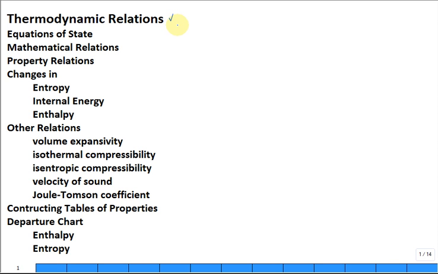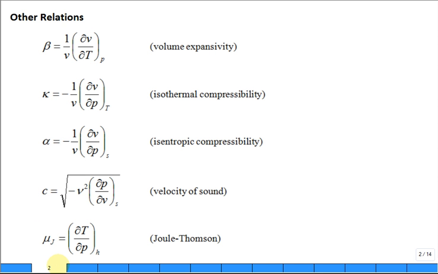Well, we have covered quite a bit of material, and we were in the middle of talking about other property relations: the volume expansivity, isothermal compressibility, isentropic compressibility, velocity of sound, and Joule-Thomson coefficient. We'll get to these. So here are some of those properties. A new property known as the volumetric expansivity is defined in terms of the specific volume and how the specific volume changes with respect to temperature holding pressure constant.